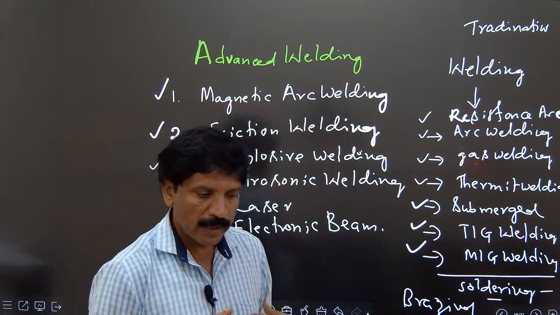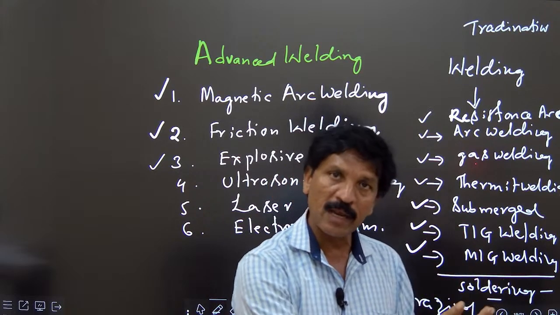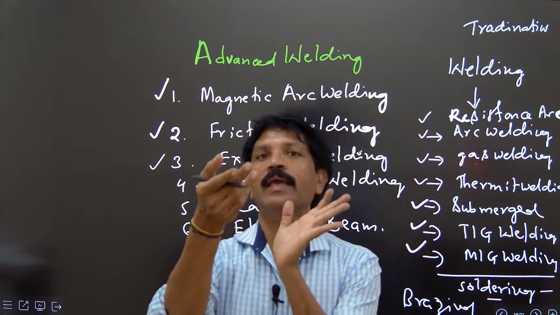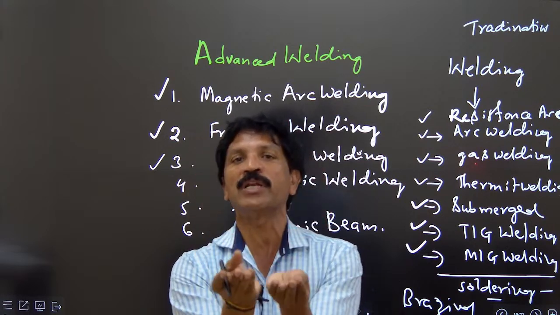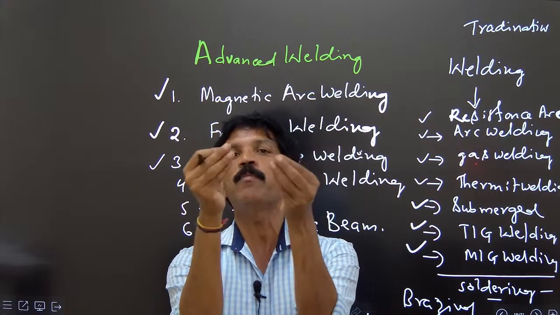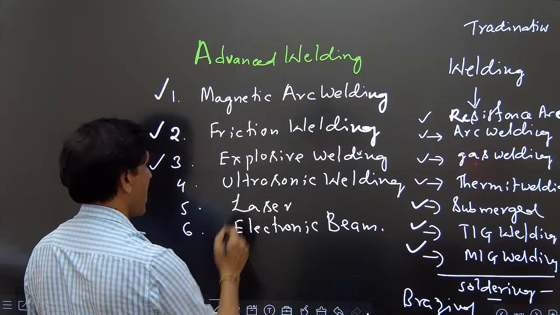Explosive means an external agent that we supply as an explosive material to blast that particular area. Then automatically a higher temperature will be generated, and the joining will be possible between the two faces of the parental metal. So that is about explosive welding.